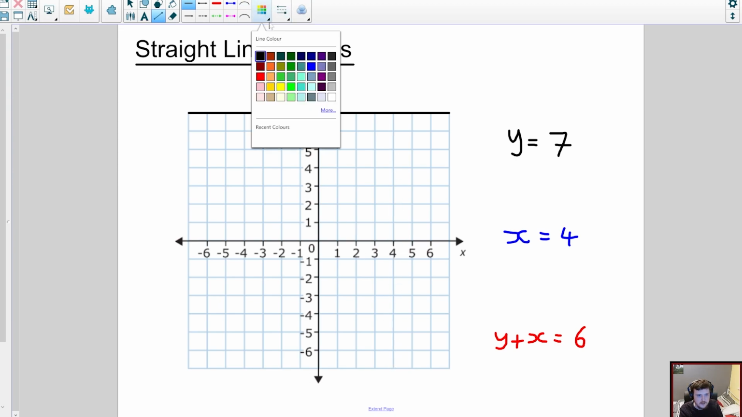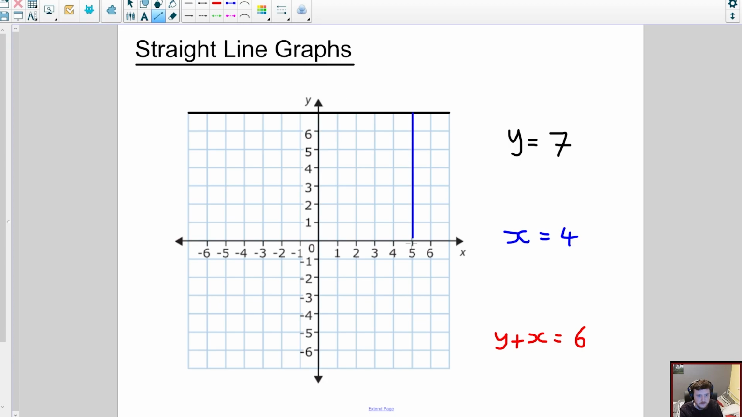I'll actually make it blue so you can see which line we're talking about. That's 5. I'm going to move it across. There we go. X equals 4. So no matter where we are on the line, we've got negative 2y but 4x, negative 5y but 4x, and so on. And so we've got x equals 4.